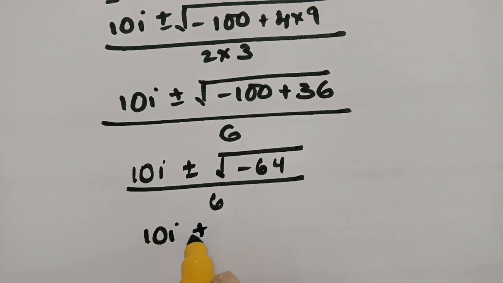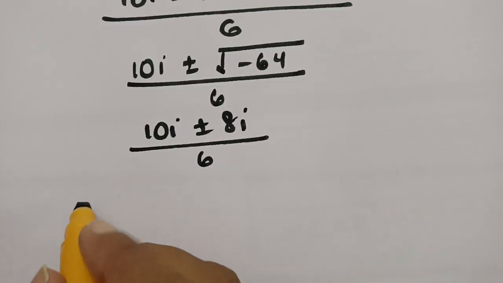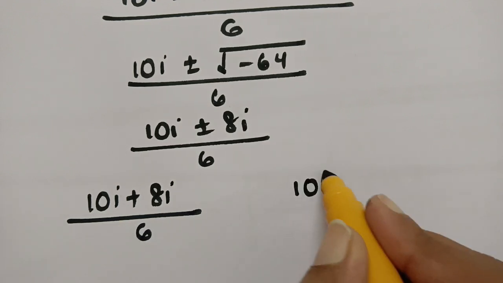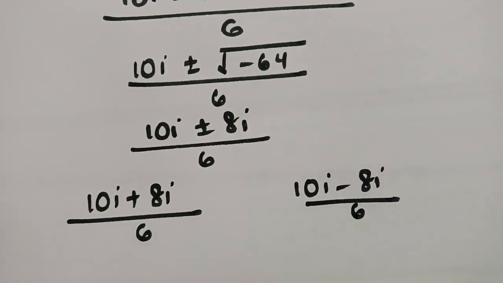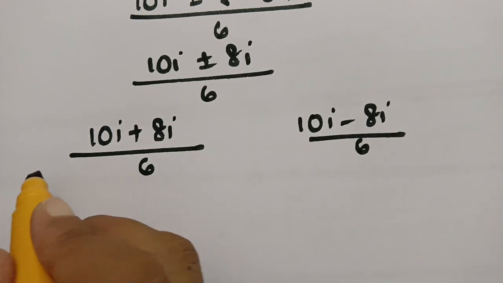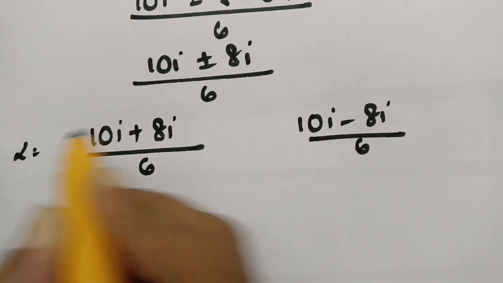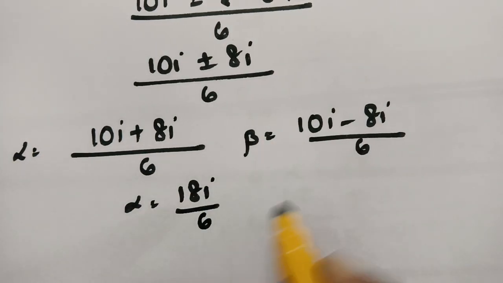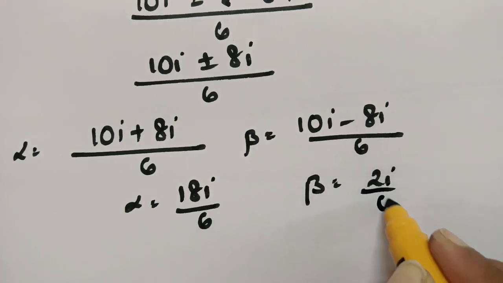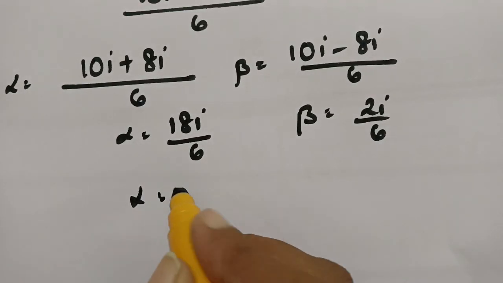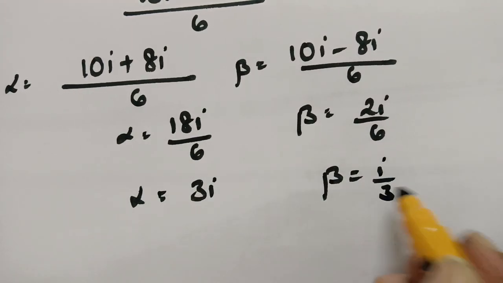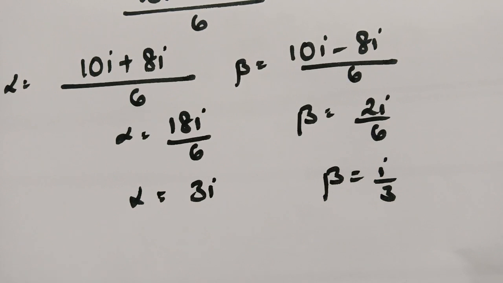64 is again 8 eights, so with i square it will be 8i by 6. If I add for one time, this will be 10i plus 8i by 6, and the other root is 10i minus 8i by 6. Let the roots be alpha and beta. I am taking this as alpha and this as beta. So alpha is equal to 18i by 6 and beta is equal to 2i by 6. So alpha is equal to 3i and beta is equal to i by 3. Clear? These are the two roots.